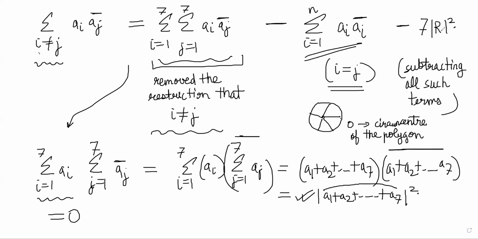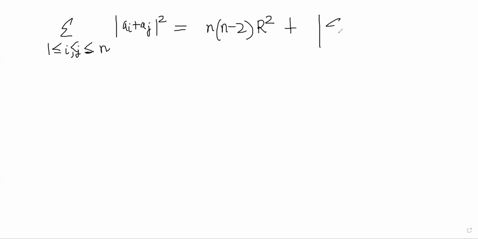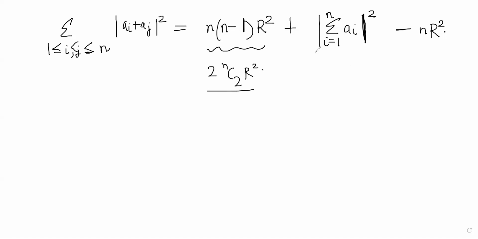So what we end up getting in the general situation is this. The overall summation over 1 less than or equal to i less than j less than or equal to n of mod of a_i plus a_j whole square is equal to n into n minus 2 capital R square, which we already got. Then we end up getting a sum of i goes from 1 to n of a_i modulus square, which we said was 0. And we subtract n r square, right? Notice that earlier here it was n into n minus 1 r square, because if you remember, it was 2 times nC2 r square, right? And this term is coming, which in this case could be 0.